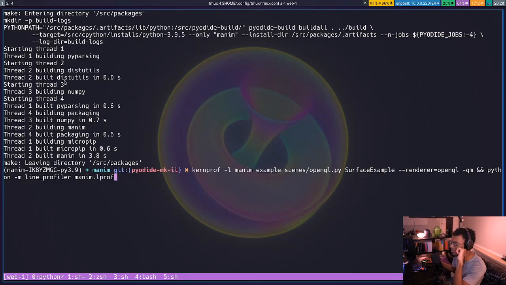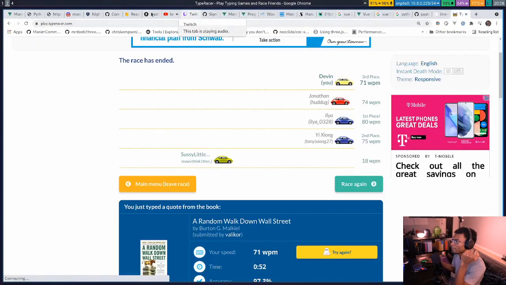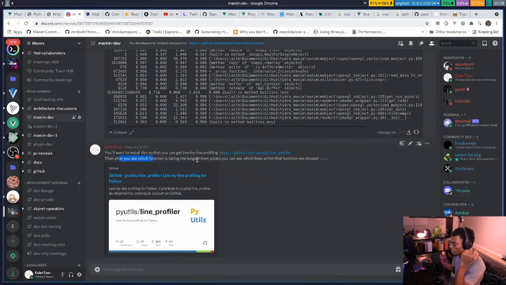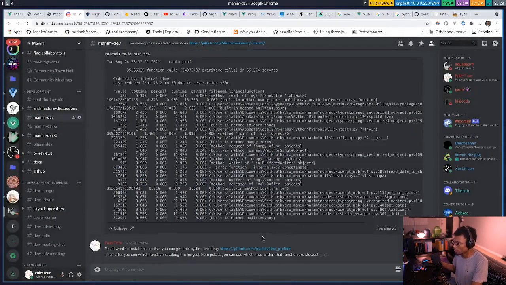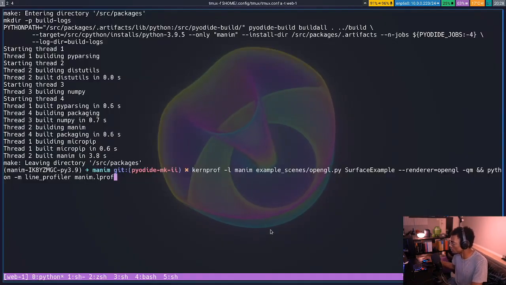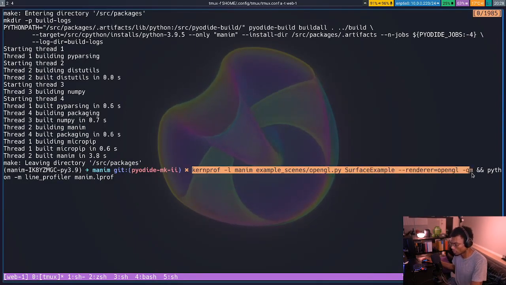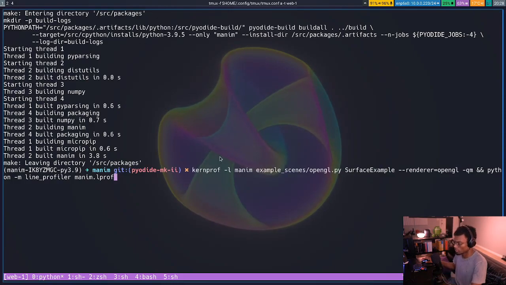True. What was I doing? Oh, yeah. So yeah, that should take you, you can see which lines within that function are the slowest. That's all true. I'll remove that, I guess. I'll just put in this.